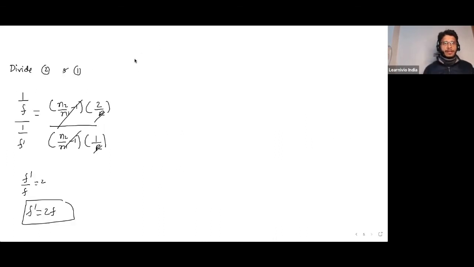B. If I cut this lens parallel to principal axis, on cutting lens parallel to principal axis.